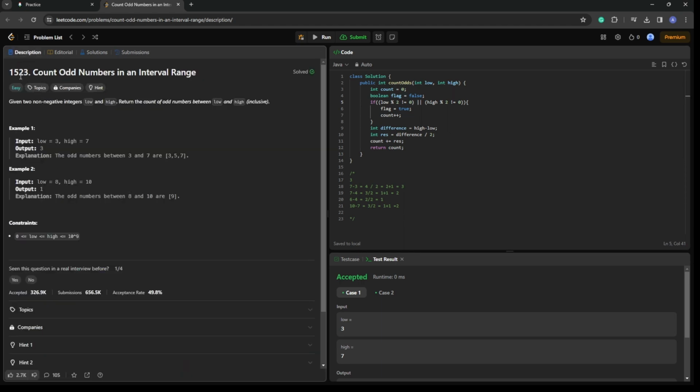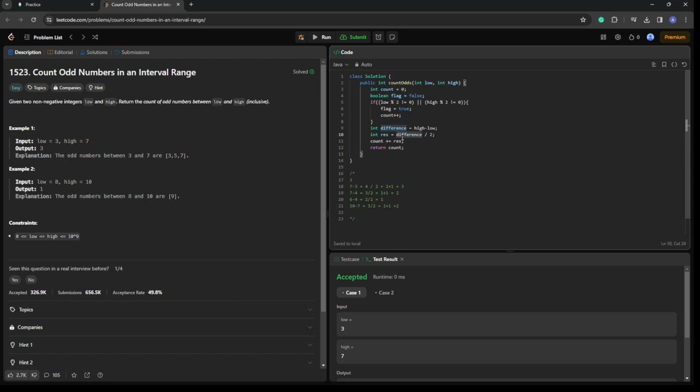Okay, so this problem 1523, count odd numbers in an interval range. Basically what you're doing is you have an if statement, checking if your low or your high is odd. If it's odd, you do count plus plus, because that means you have a low or high value that is odd. And then you just subtract them, the high and low, and divide by 2, because half of that number has to be odd or even. They're equally distributed, basically, the odd and even between a number. For example, if you have 10, you know you have 5 odd, 5 even.